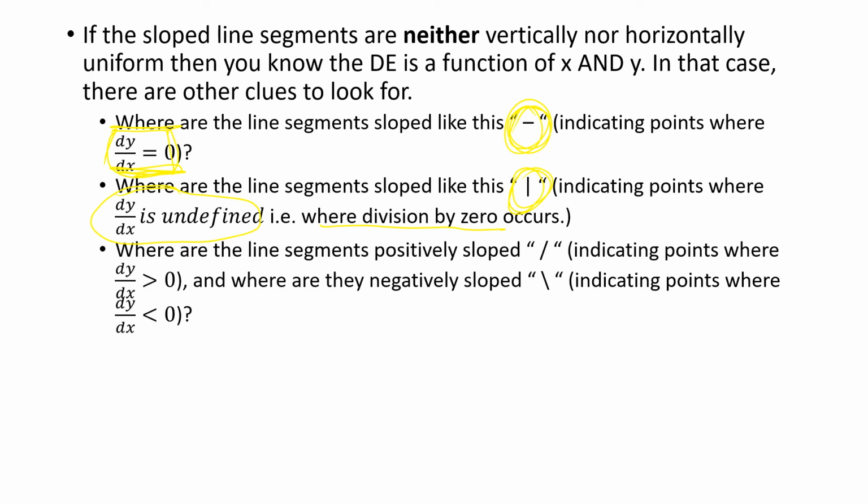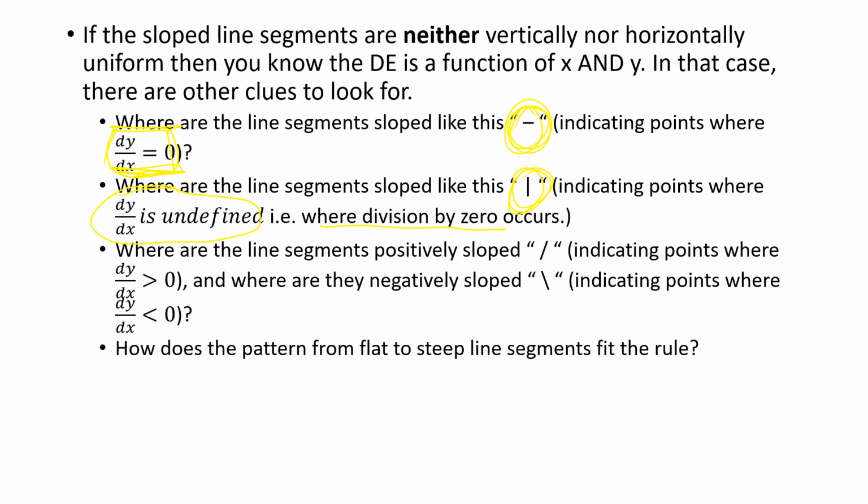Okay, now you'll get situations where your line segments are positively sloped and where they are negatively sloped. So when they're positively sloped, it's where your dy dx expression is positive. When they're negatively sloped, it's where your dy dx expression is negative. Makes sense, but that's going to help you piece together which is the right option to choose. Okay, so how does the pattern from flat to steep lines fit the rule? These are all factors that can come into play.